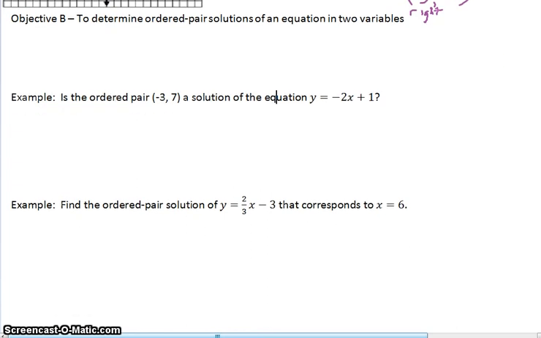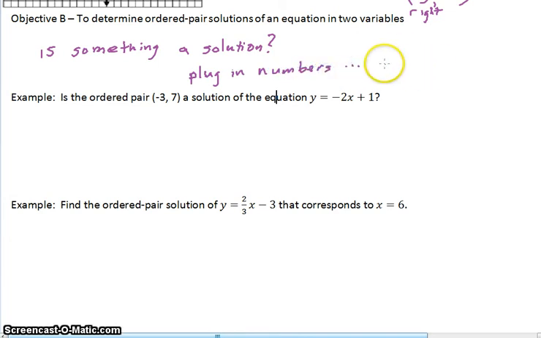Now, objective B talks about how you determine ordered pair solutions in an equation. So if you're going to ask if something is actually a solution, what you need to ask yourself is this: when you plug in the numbers, is it true? So you might be asking, what does that mean?